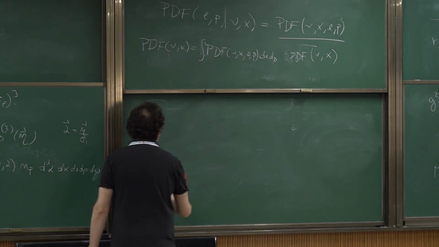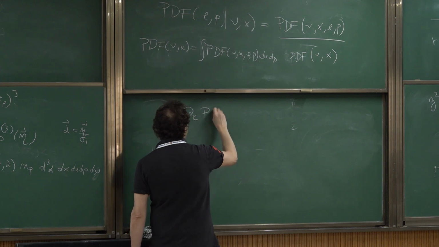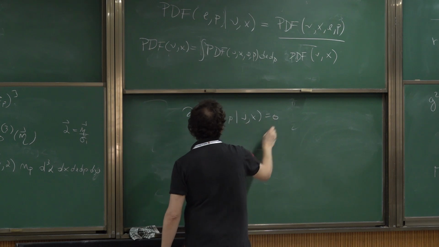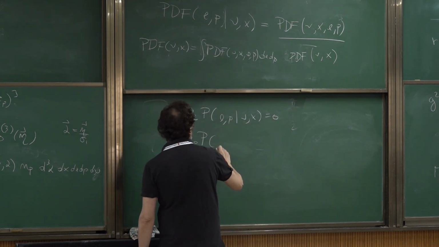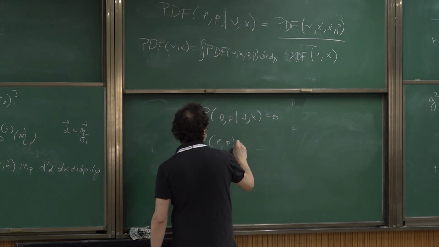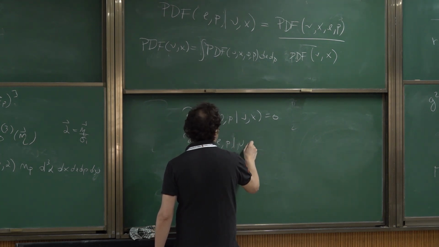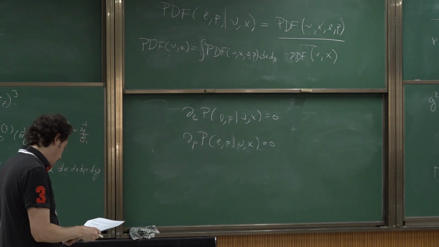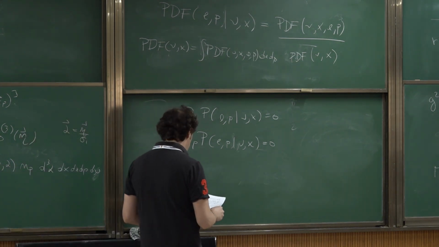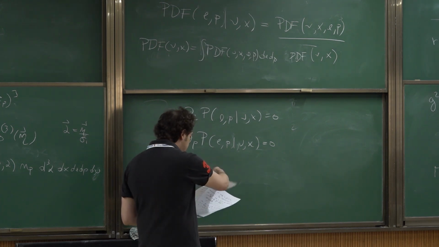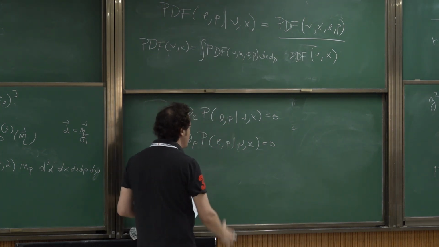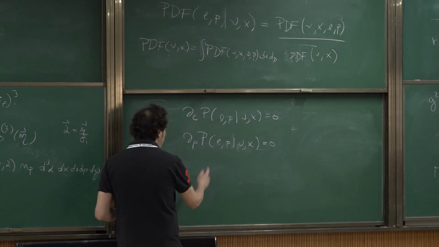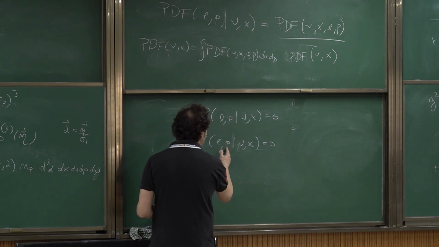Now the maximum of this probability distribution is the value for which dE of the PDF of E and P given nu and x is equal to 0, and dP of the PDF of E and P given nu and x is equal to 0. Okay, so this will give us the maximal probability. And if you do this calculation, you will see that a small value for e and p happens only when x is large.